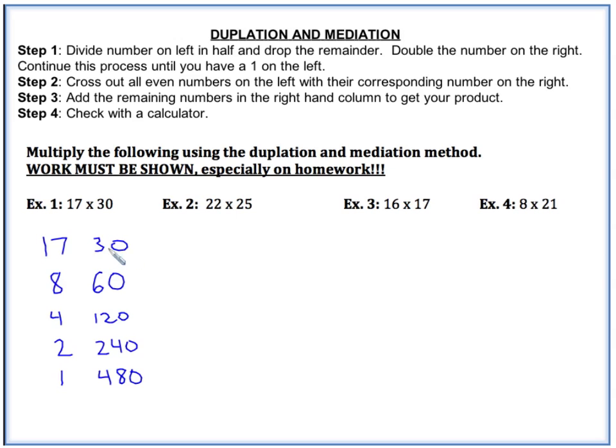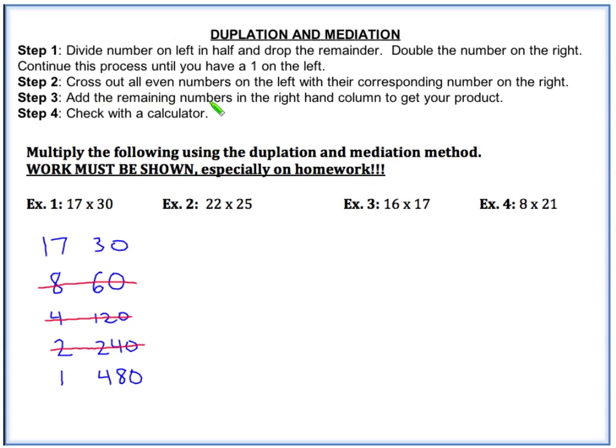So rewrite your first problem, cut it in half, and double. Now cross out all even numbers on the left with their corresponding number on the right. Okay, so 17 is odd, so we leave it. 8 is even, so we want to actually cross this out. 4 is even, so we're going to cross out the 4 and the 120. 2 is even, so we're going to cross out the 2 and the 240.